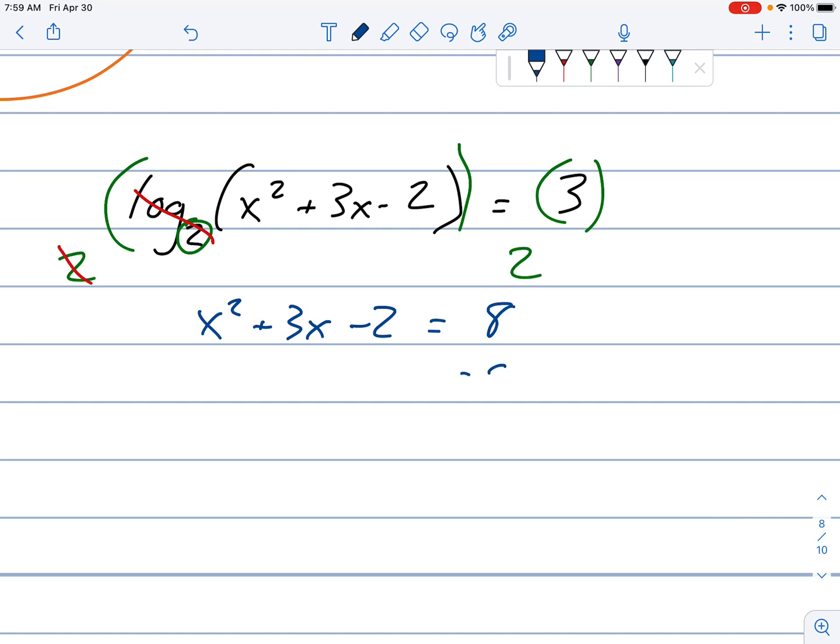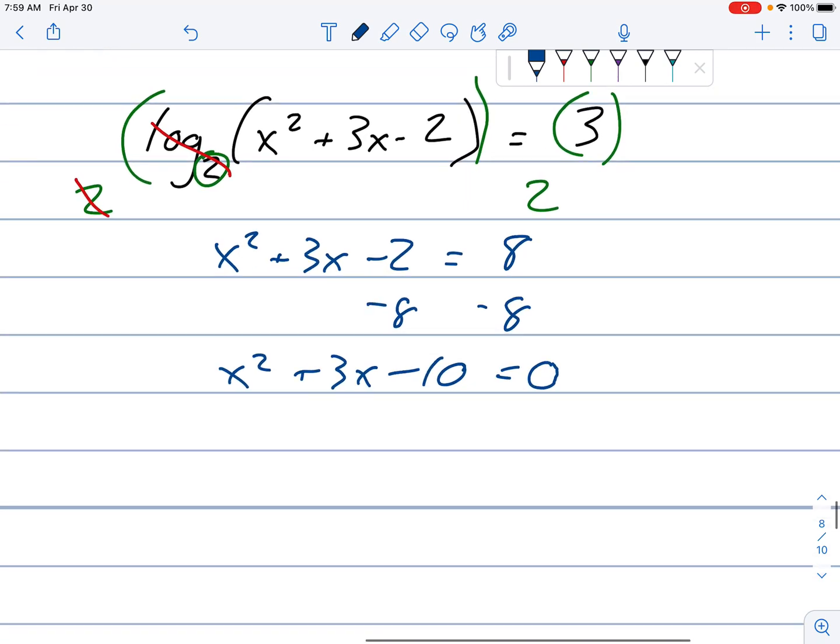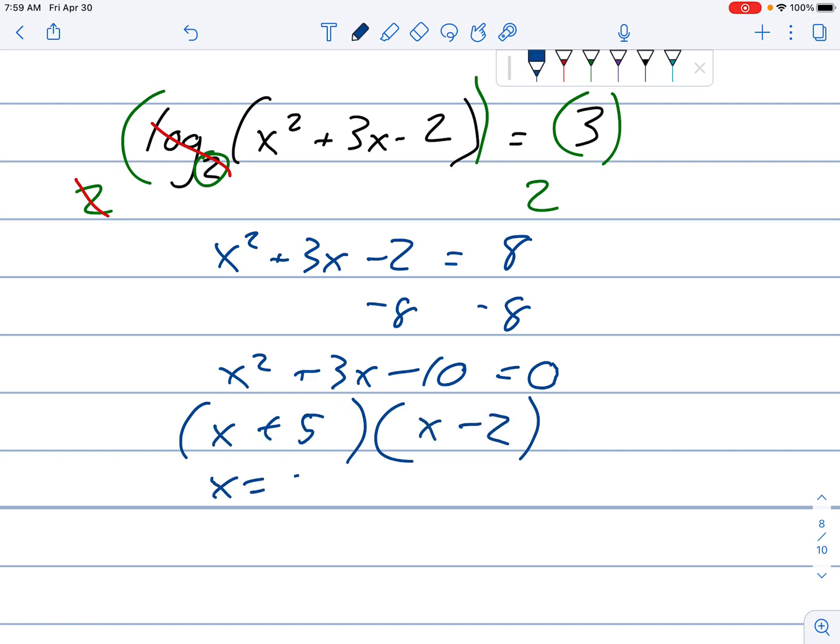Well, now what? Same thing we always do whenever we have a quadratic. Make it equal to 0 so we can solve for both zeros, both solutions, both roots. Two numbers that multiply to 10 and add to 3. There's no a value, so I can just do x plus 5, x minus 2. My answers are -5 and 2. So we can even solve a quadratic in logs.